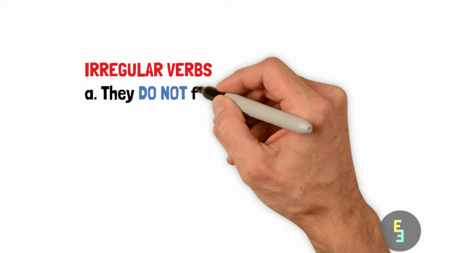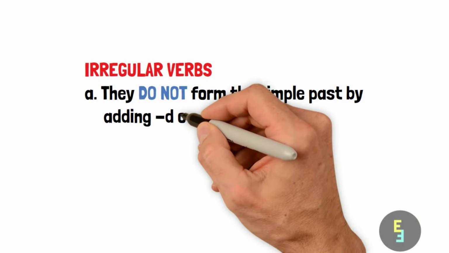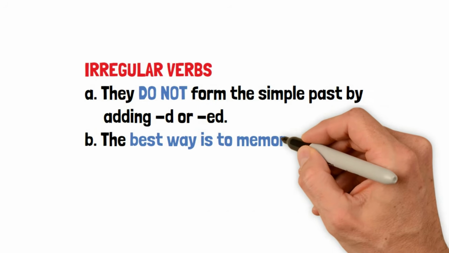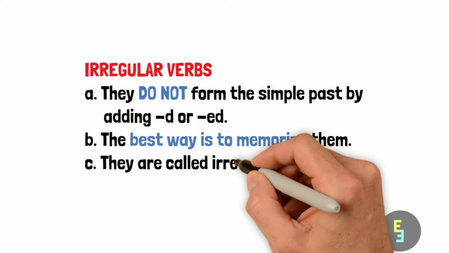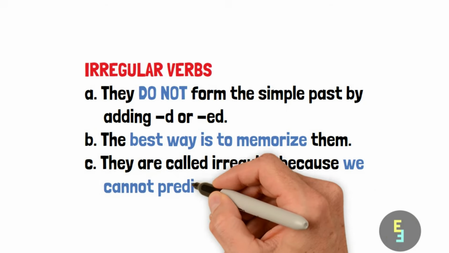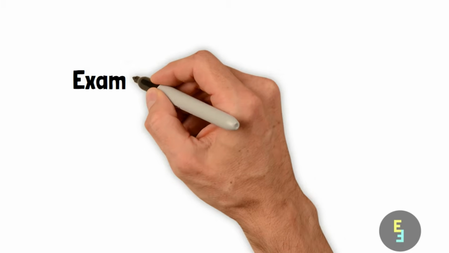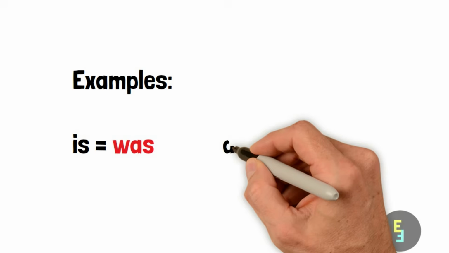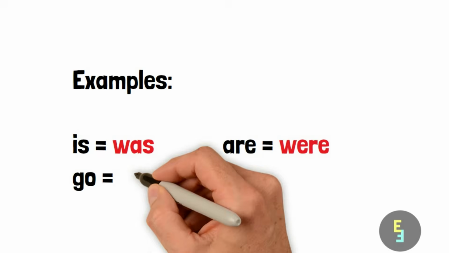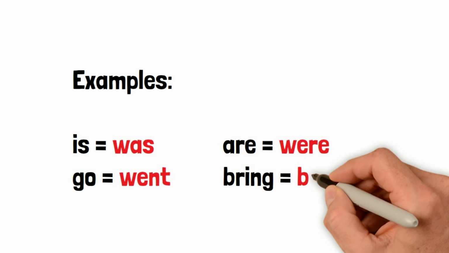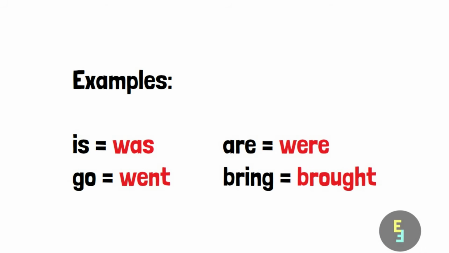Many verbs have irregular forms in simple past. Their simple past form is not formed by adding d or ed. You will need to memorize them. We cannot predict the simple past forms of these verbs, that's why it is called irregular. Check out these examples. Is becomes was. Are, were. Go, went. Bring, brought.